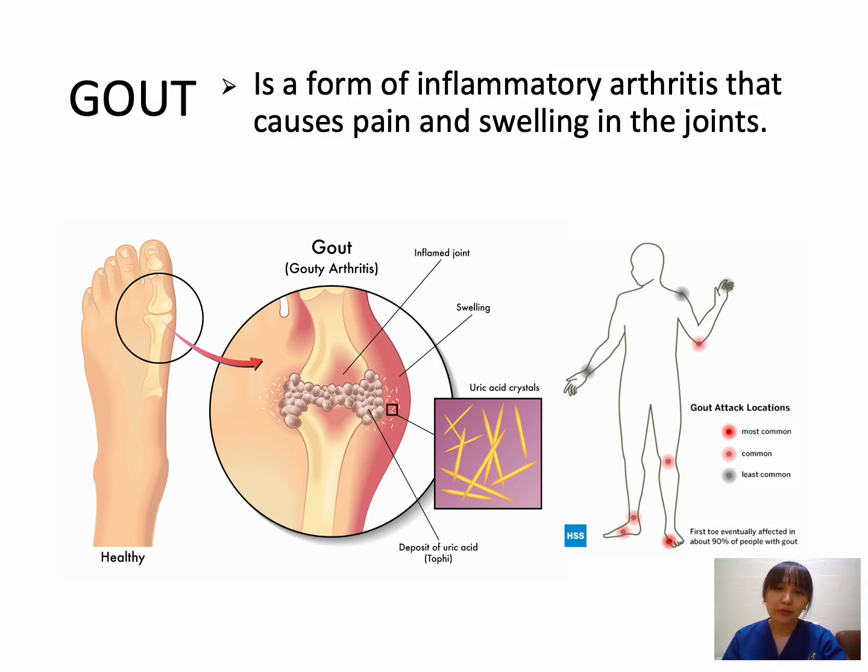Gout most commonly affects the first metatarsal joint or base of the big toe, and this condition is called podagra. Gout can affect other joints including the knees, ankles, feet, hand, wrist, and elbows. It may affect the kidney tubule as well. Who gets gout? Many people can develop gout. It usually develops in middle age, and men are more likely to develop gout compared to women, who do not usually experience it until after menopause.